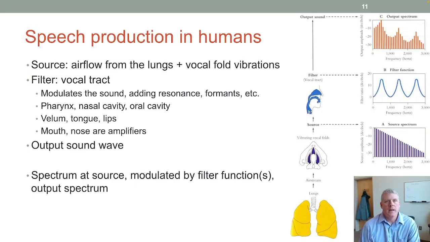And so that comes up and causes different peaks in the frequencies to happen. And so that's kind of a filter. And then the output you get is the combination of these two. So you get what looks like a spectrum, right? The output spectrum, where we have these peaks and different powers or amplitudes at different frequencies here in the top right of my screen. Okay. So the spectrum at source modulated by filter functions, and you get this output spectrum here at the top.